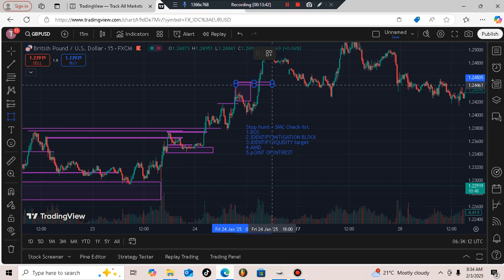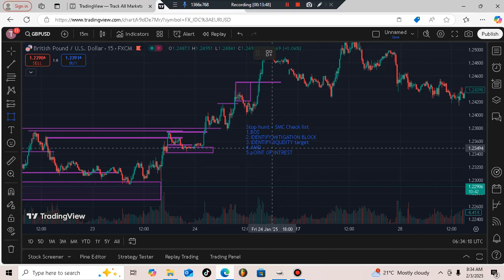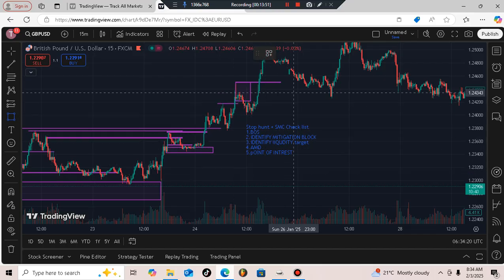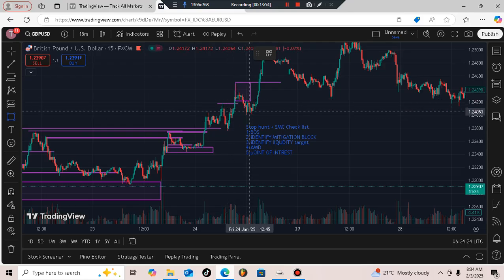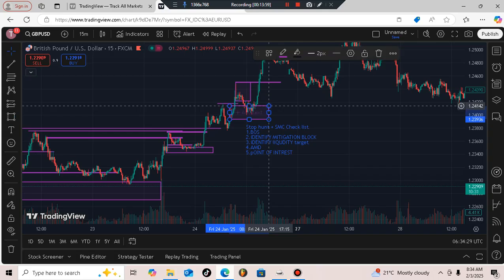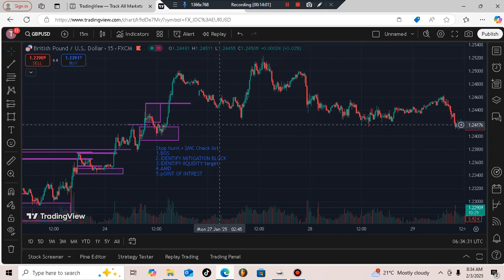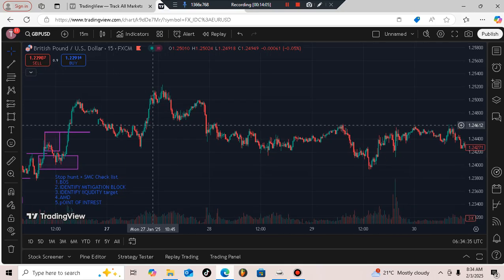accumulation liquidity target. Then obviously that will be your external liquidity target 2 right there on top, and obviously number 3, that would have been your mitigation block has been identified, and obviously now we'll be looking for accumulation, manipulation, distribution, and obviously we'll be looking for a point of interest right there. So yeah, those things are everywhere, guys. You just need to use your brain and understand what you can do.